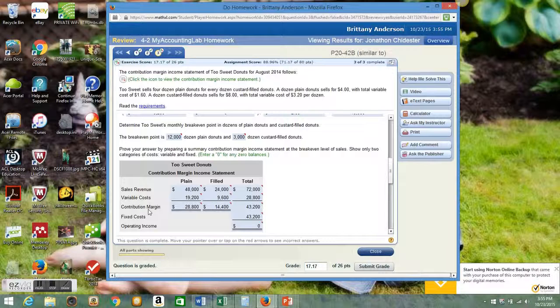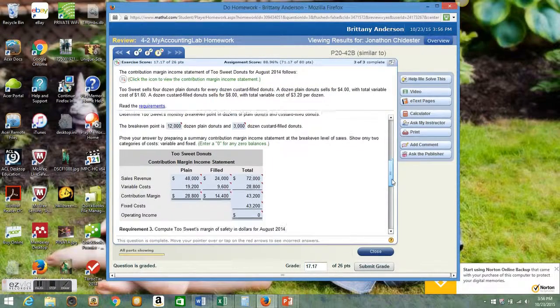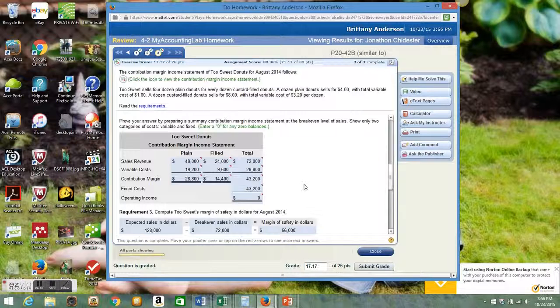We would then repeat that for the variable cost by taking the 12,000 dozen donuts and multiplying it by our variable cost per dozen. Repeating the same thing for our filled. We would add across to get our total revenue, total variable cost, and then add down to obtain your contribution margin for each of the items that we manufacture, then leaving a contribution margin of 43,200, and you would then obtain your fixed cost by your data table here. So your selling fixed and your administrative fixed cost equal 43,200, giving you a 0 operating income, which is what our goal is when we're looking at break even.